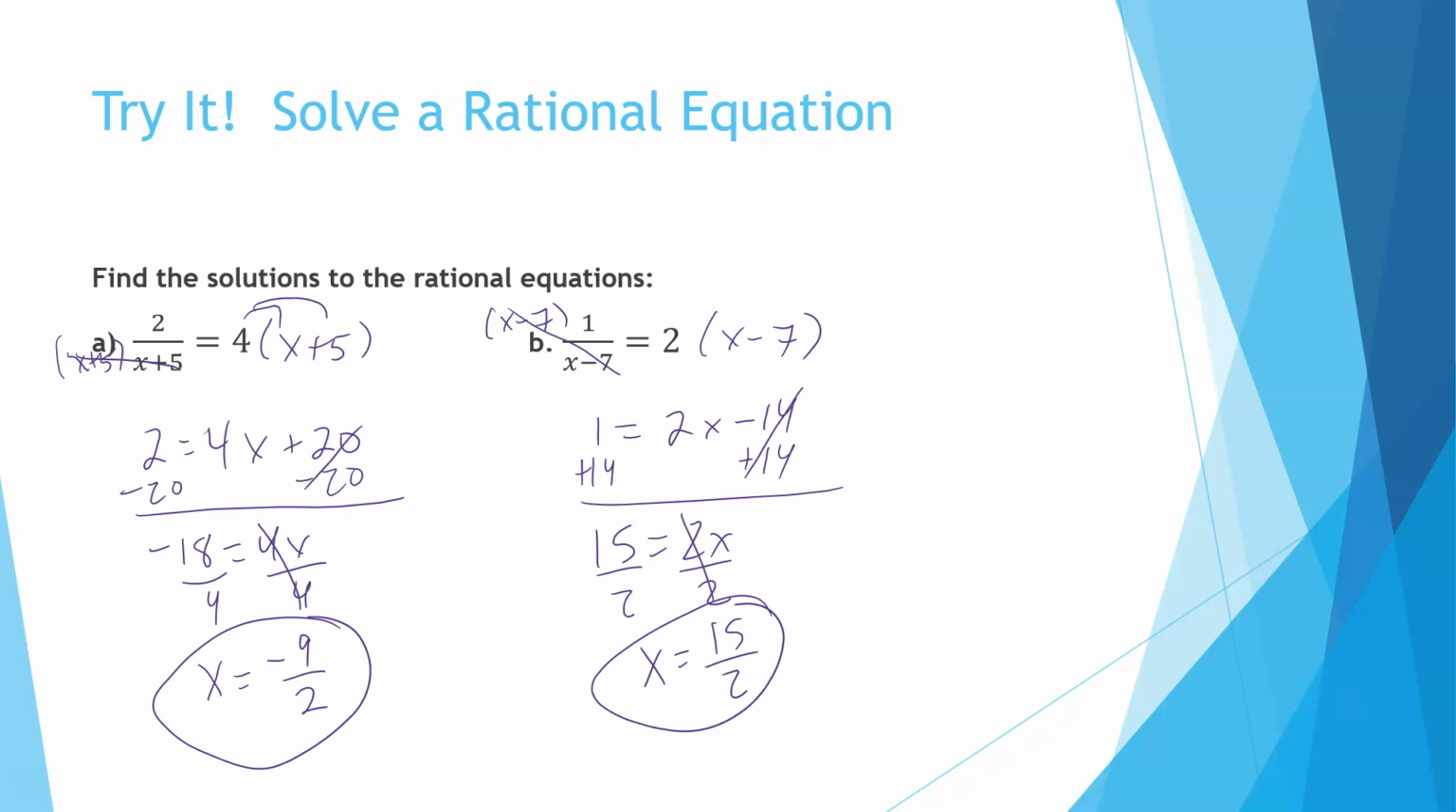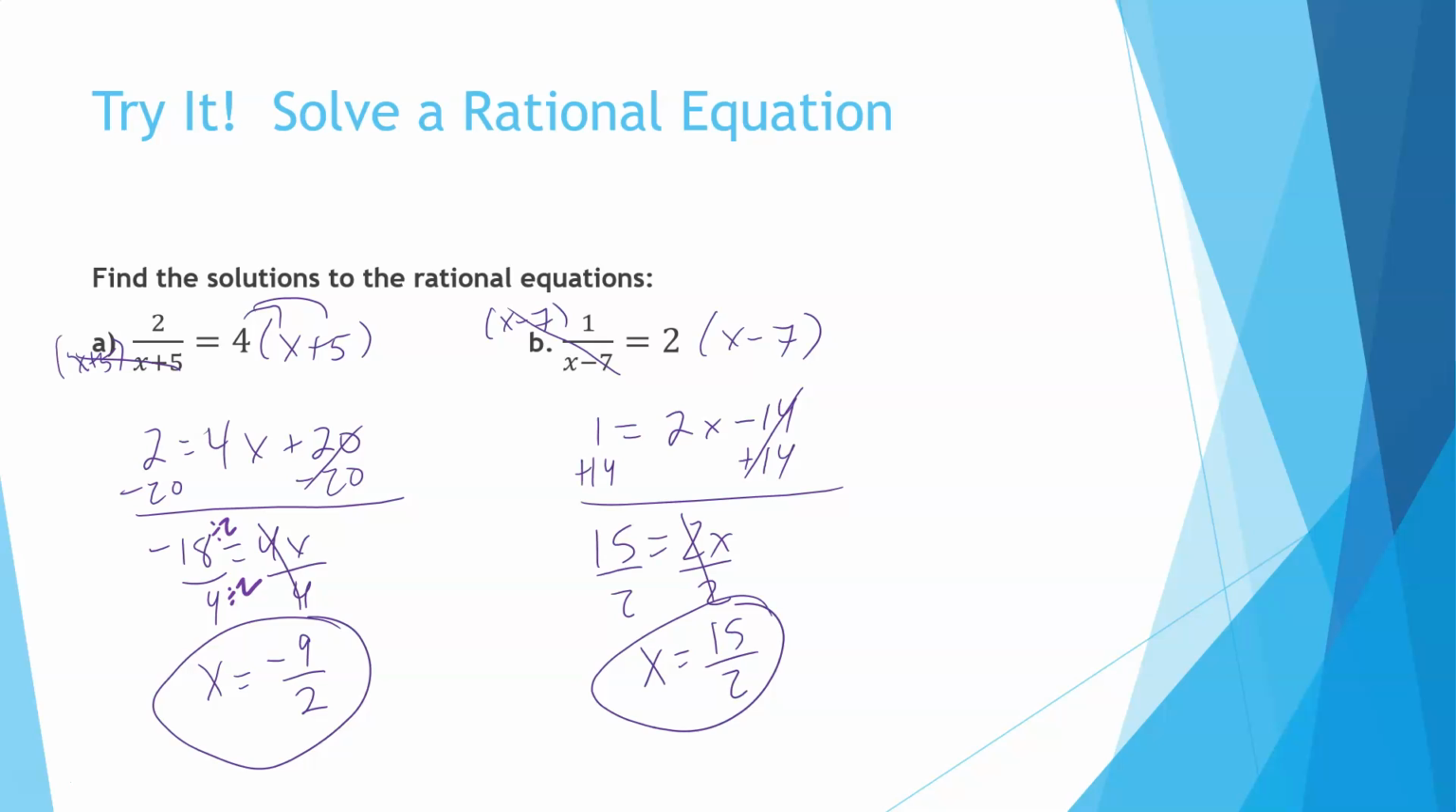So hopefully you recognize that the first one you multiply by x plus 5. You'll see that I showed my work a little bit differently because there was only a single fraction. I realized I could just cancel the x plus 5 right away. So I got 2 equals 4x plus 20, subtracted 20, and divided by 4. So x is negative 18 fourths, which simplifies to negative 9 halves. Both the top and bottom divide by 2. Make sure you reduce your fractions.